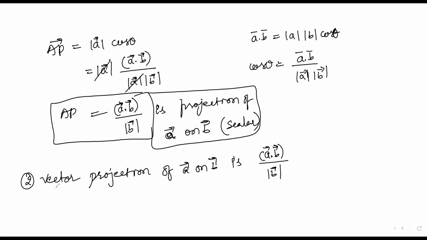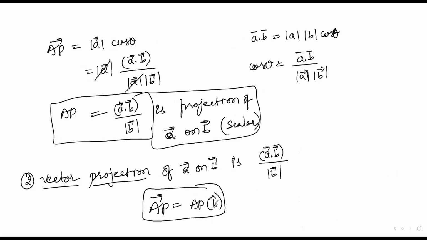Projection vector. See, vector projection, that is, scalar projection is this. Vector projection is AP bar. AP bar, how do you make it? For AP, you give direction. Which direction? B bar direction. If you multiply the unit vector to AP, you are giving direction without changing magnitude. Yes or no? Yes, sir. The direction is B cap. To give direction you should multiply.